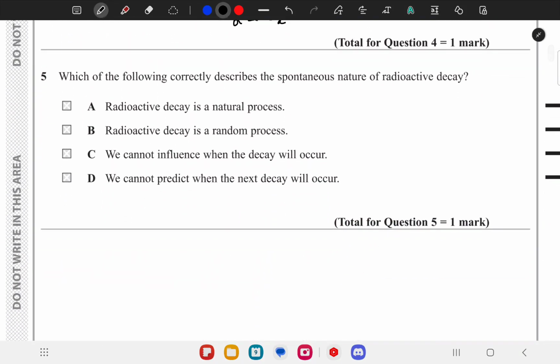Now in question 5, we have to choose which of them correctly describes the spontaneous nature of radioactive decay. Spontaneous means that we do not have control over how the decay occurs. We cannot change factors to influence when the decay will occur or how much decay will occur. In option A, it says it's a natural process. This does not mean it has to be spontaneous. There are a lot of natural processes that we can affect by changing temperature, pressure, or other variables.